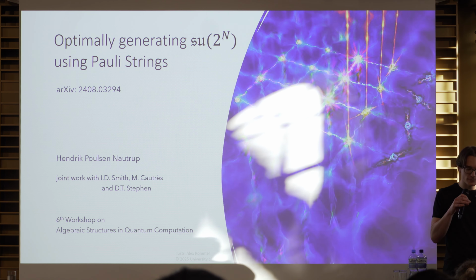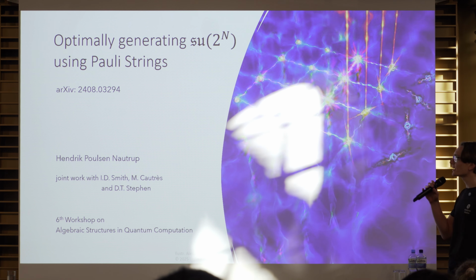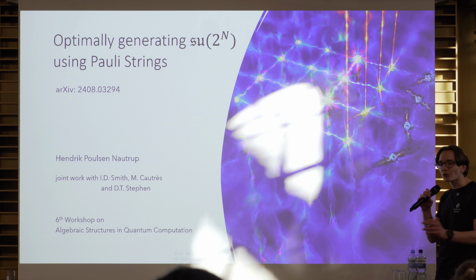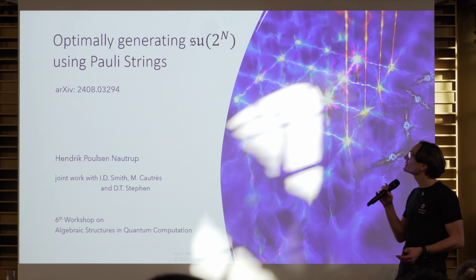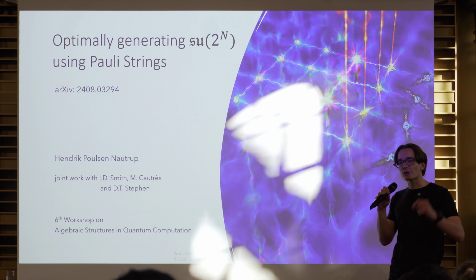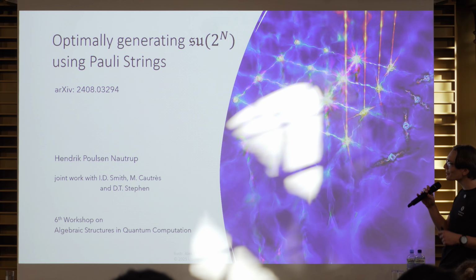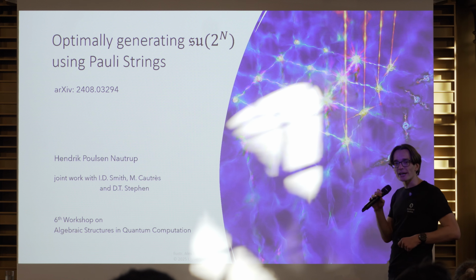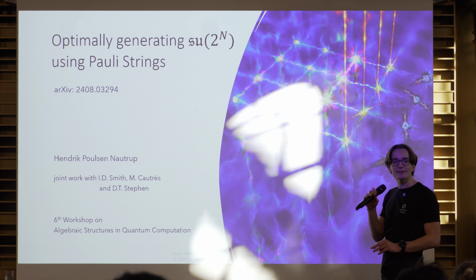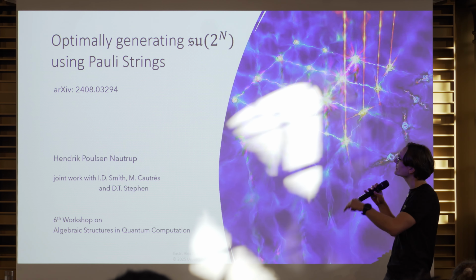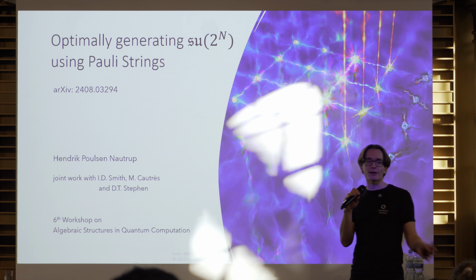Now, yesterday we heard a lot, and also today in Jens' talk we heard a lot about all sorts of Lie algebras. But in this talk I will be focusing on one very specific one, and that is SU(2)^n. And I forget about all the others in this talk. Basically, it either generates SU(2)^n, or I don't care about it.